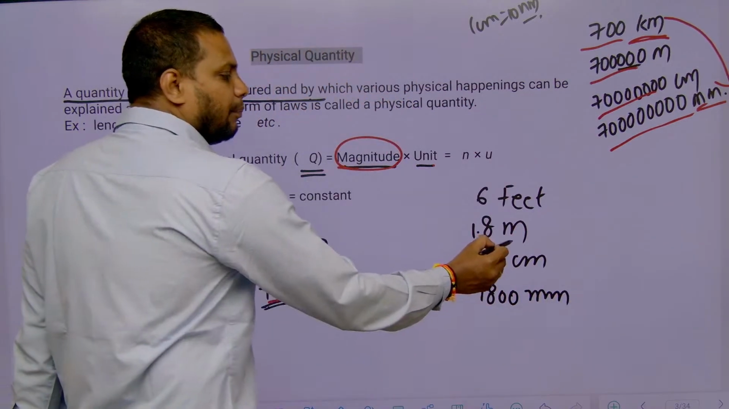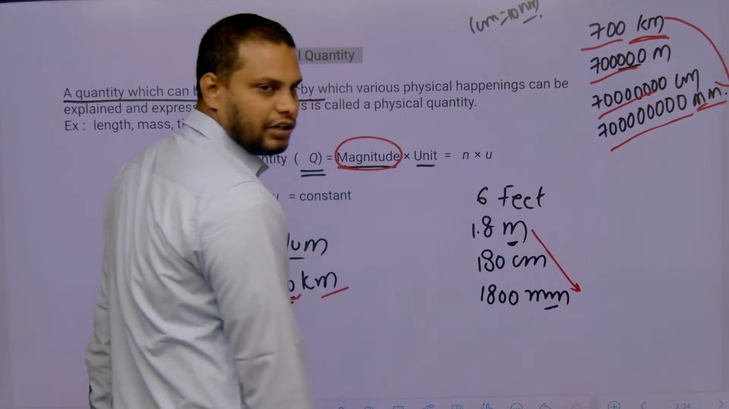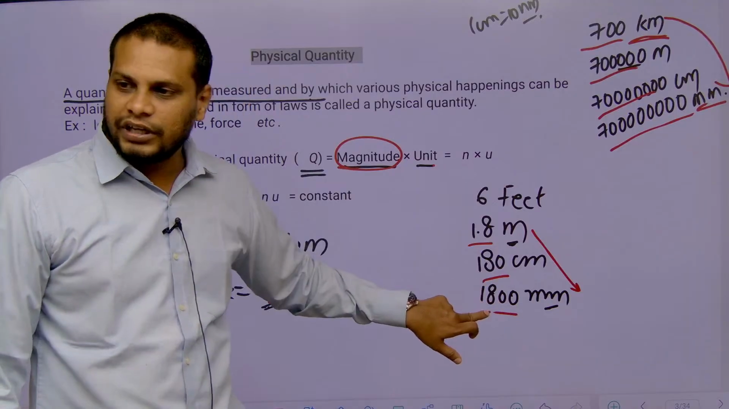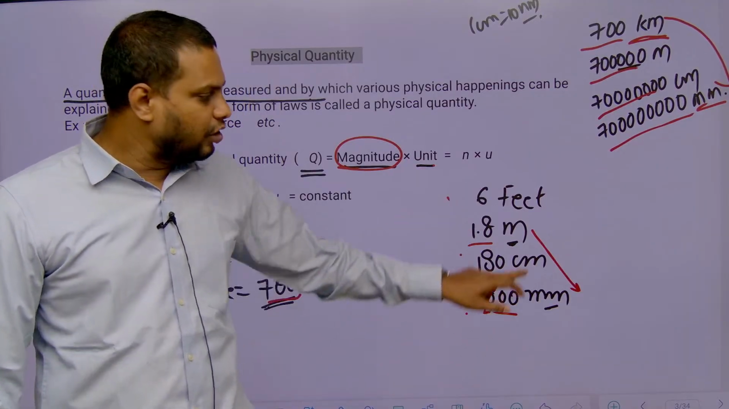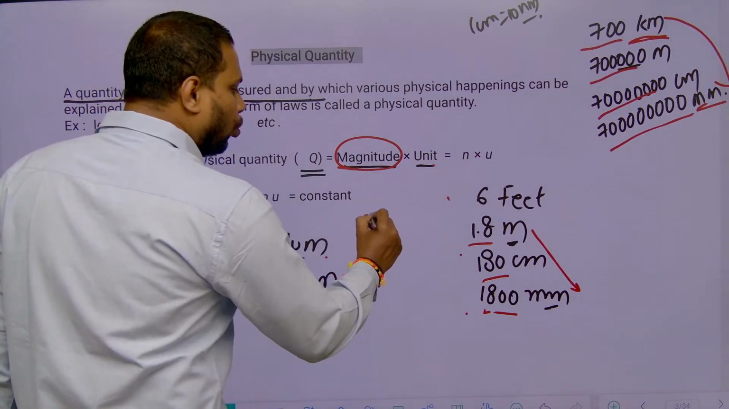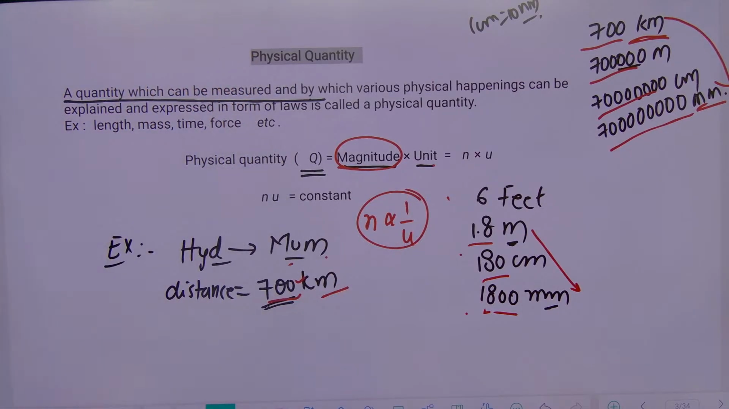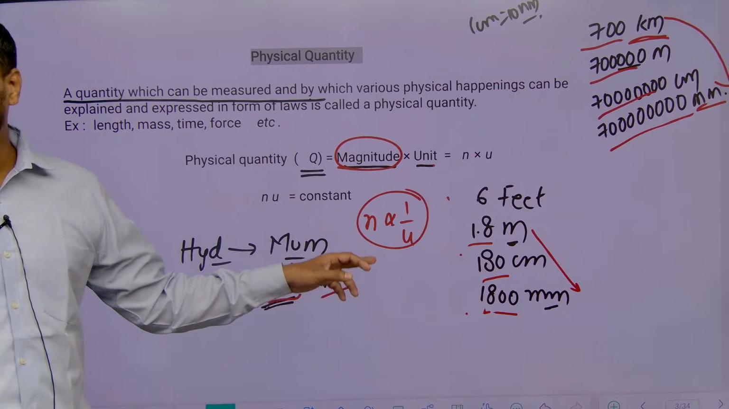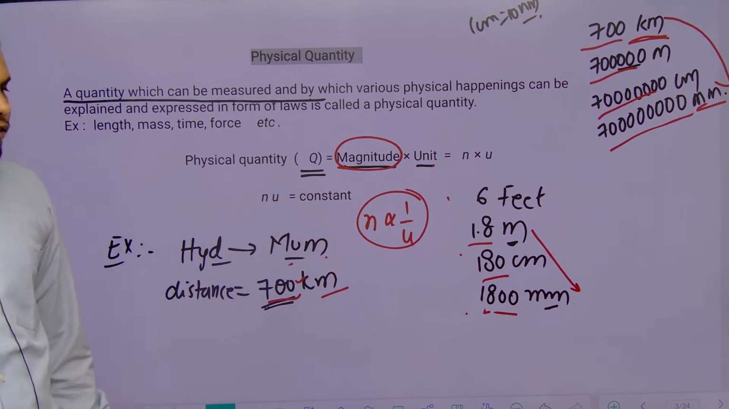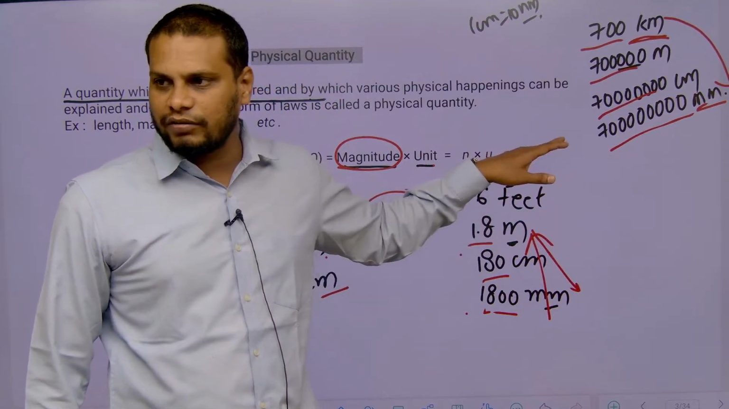ఇక్కడ చూడండి, meter is the larger unit, centimeter is the smaller unit. You are going from the larger unit to the smaller unit. The unit is decreasing, then what about the magnitude value? Increasing. So when the unit decreases, the number increases. We can say unit is inversely proportional to the magnitude, or magnitude is inversely proportional to the unit. Unit value decreasing, magnitude value increasing. Similarly, from millimeter to meter, unit value increasing, then magnitude decreasing.